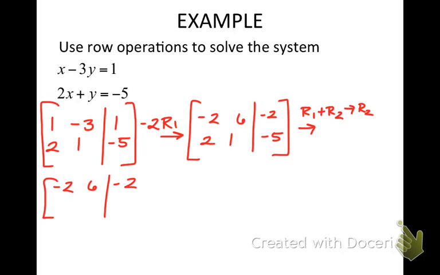So negative 2 plus 2 is 0. 6 plus 1 is 7. Negative 2 and a negative 5 is negative 7. All right, so now, through all that work, I got a 0 in my lower left-hand corner.